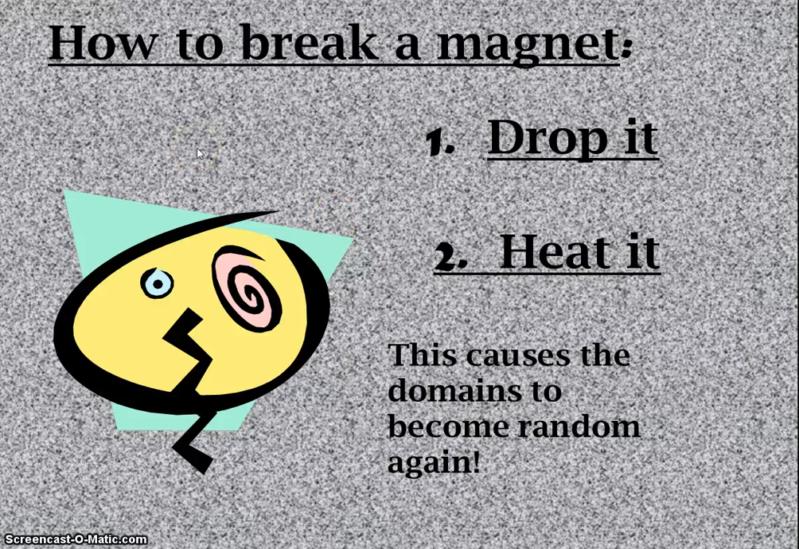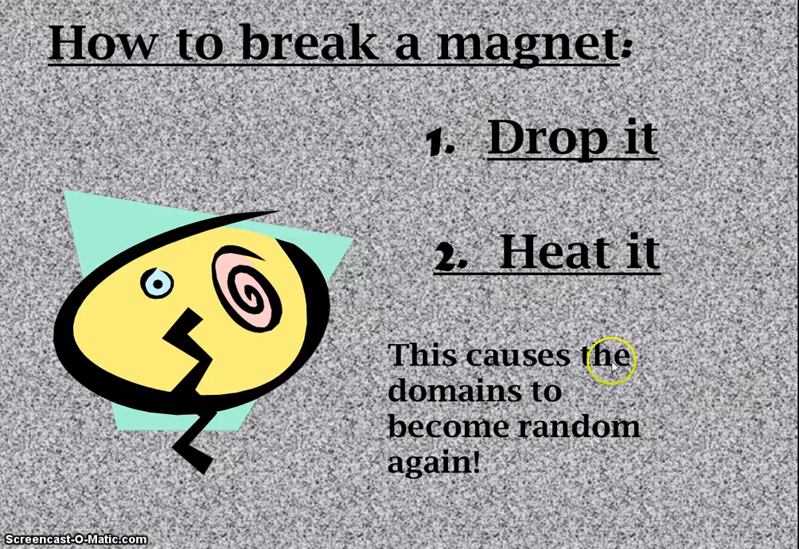So, how to break a magnet, which we do not want to do. Obviously, if you drop a magnet, it would not be magnetic anymore, because you would take all those domains and you would kind of jumble them around, so they would be random again, not arranged specifically. Thereby, you're not going to have that magnetic force.